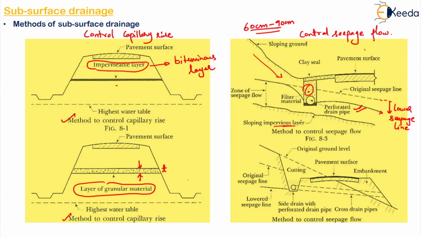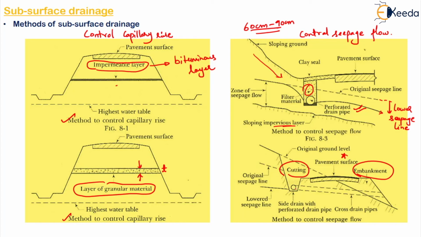And if the pavement is partially in cutting and partially in embankment, see here this is totally in cutting, right? Here this pavement surface is partially in cutting and partially in embankment. So here you can see this side cutting, and this side the embankment. In this case, the seepage flow can be arrested on the cutting side by the perforated drainage pipe, and the water can be disposed of through cross drain pipes on the sloping ground.